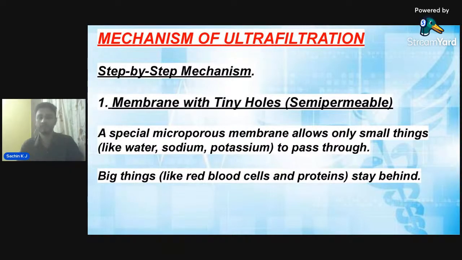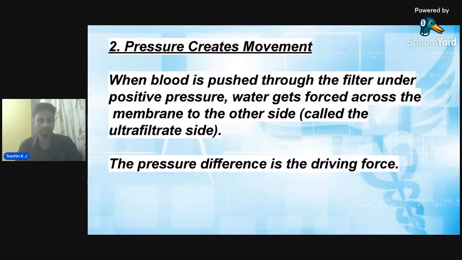Mechanism of ultrafiltration. We'll see the step by step mechanism. A membrane with tiny holes, semi-permeable. A special microporous membrane allows only small things like water, sodium, potassium to pass through it. Big things like red blood cells and proteins stay behind. Pressure creates movement. When blood is pushed through the filter under positive pressure, water gets forced across the membrane to the other side, called the ultrafiltration side. The pressure difference is the driving force.